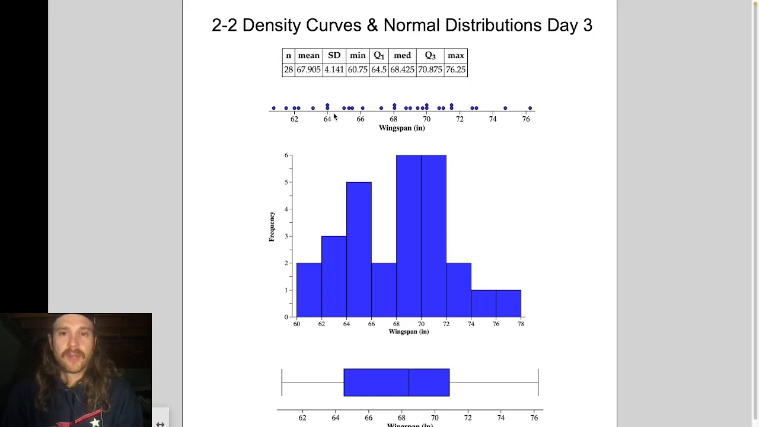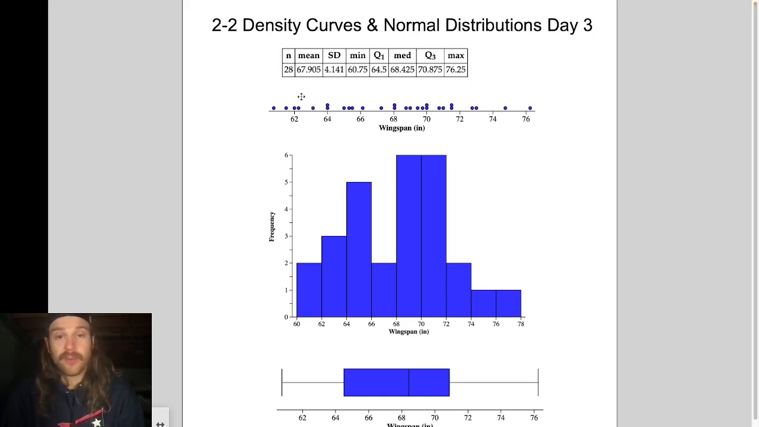So I plugged our wingspans into Statplets. I have a dot plot, a histogram, a box plot, and I've got the summary statistics up here at the top. Now, the reason we care about whether or not a distribution is normal is because if it's normal, then we can start to make calculations based on the likelihood of certain events happening. If it's normal, then we can use Table A, and we can use normal CDF.